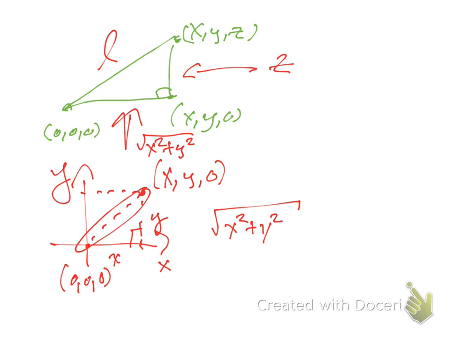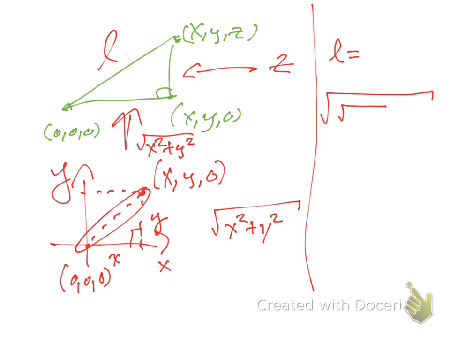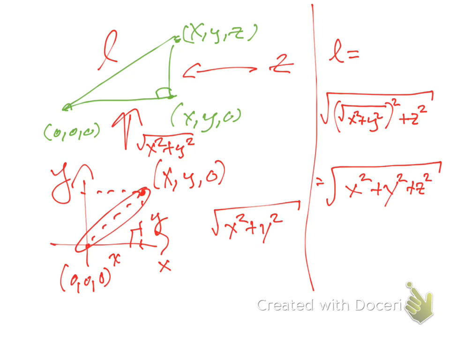And so that means that the number L we're looking for is the square root of the square root of x squared plus y squared, squared, plus z squared. And if you do a little bit of calculation, you get the square root of x squared plus y squared plus z squared. And that's your distance formula. Notice that it looks exactly like the distance formula in 2 dimensions. It's a Pythagorean theorem identity, basically, except with 3 variables in it instead of 2.